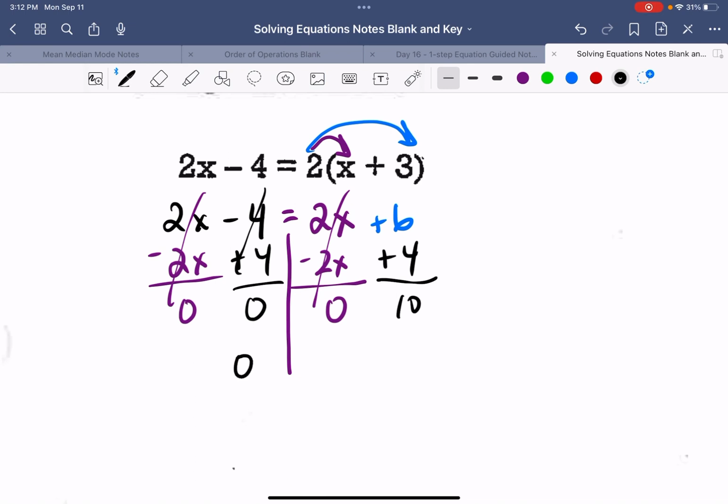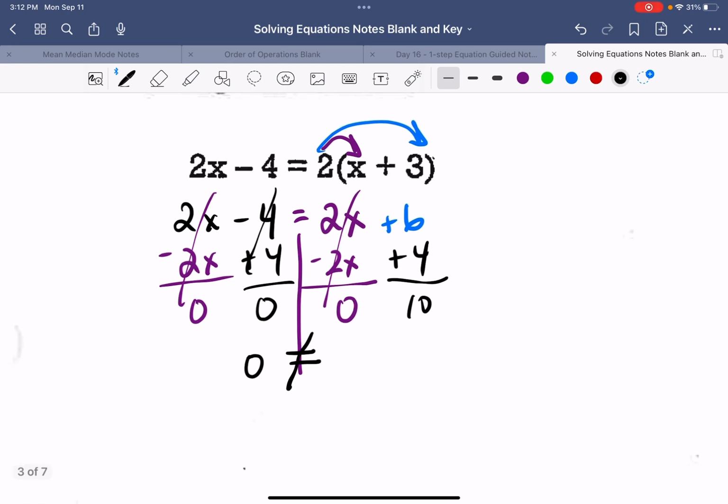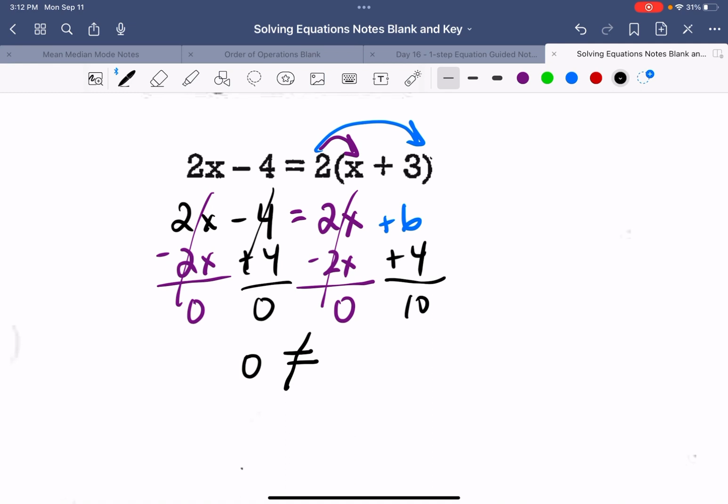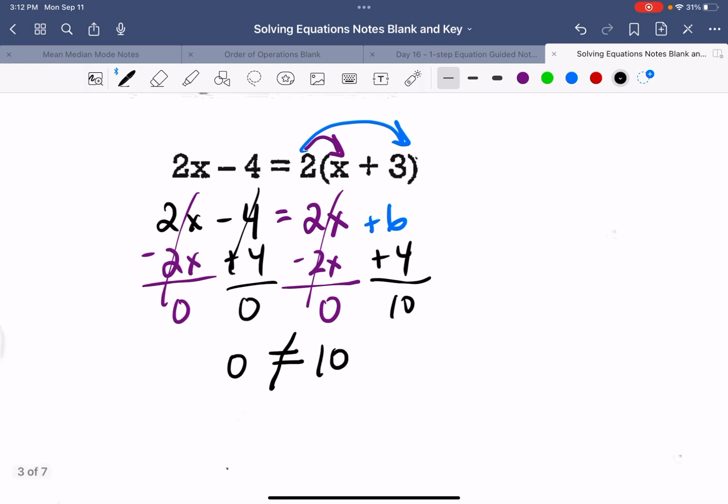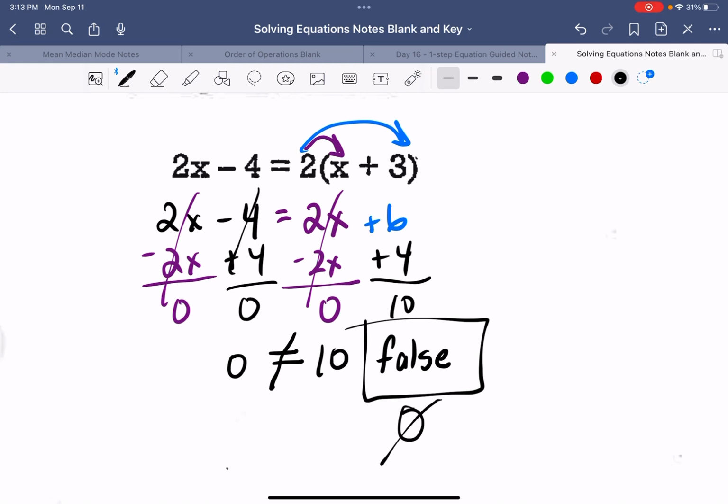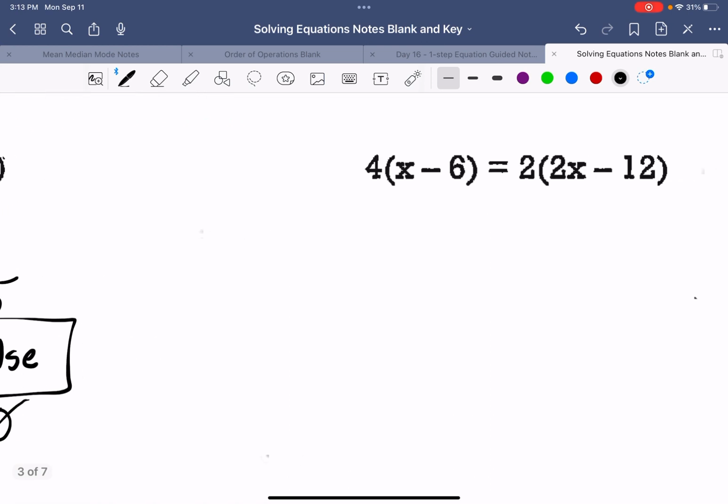Well, 0 does not equal 10, does it? 0 does not equal 10. That is false. False, false, false. Did I do that right? I think I did. So this is false. Okay? It cannot happen. There is no solution. So you can either write false or no solution. Okay? That does not work.